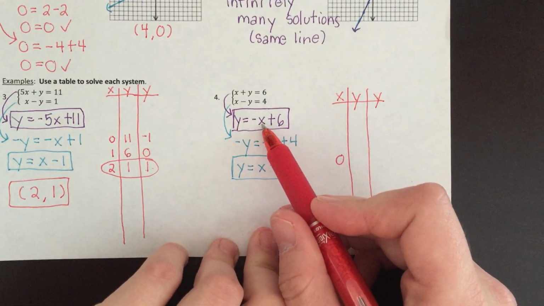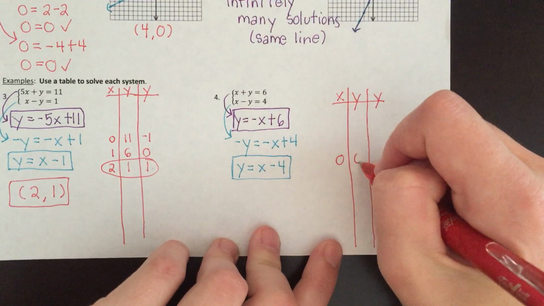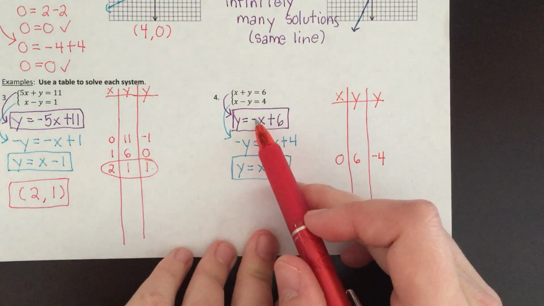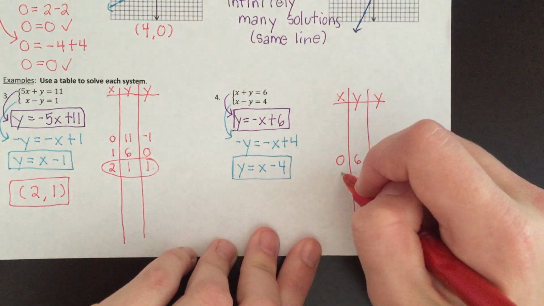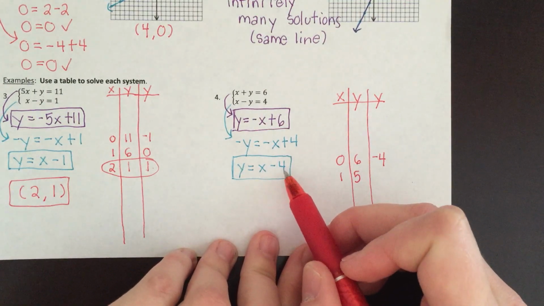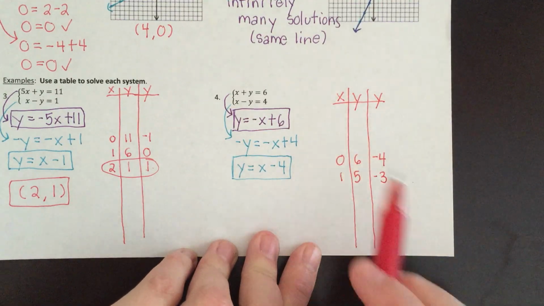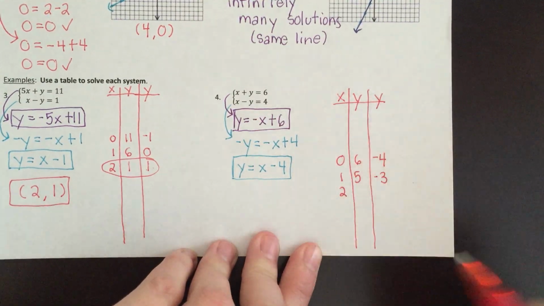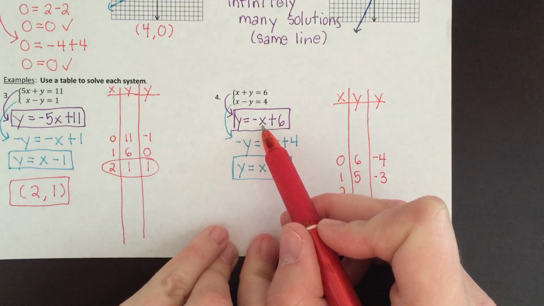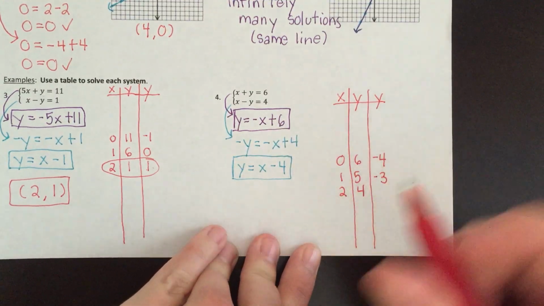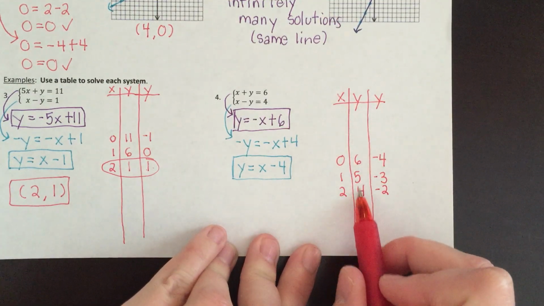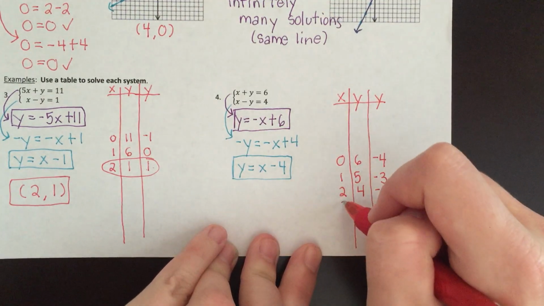If I plug in 0 to the first one, negative 0 is 0, plus 6 is 6. 0 for this one, I'd get negative 4. If I plug in 1 to this one, negative 1 plus 6 would be 5. When I plug in 1 to this one, 1 minus 4 is negative 3. These numbers are already getting closer together. So 2. If I plug in 2 here, negative 2 plus 6 gives me 4. If I plug in 2 here, 2 minus 4 is negative 2. These numbers are getting smaller, these numbers are getting larger. They're getting even closer.